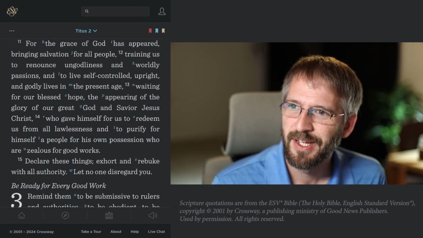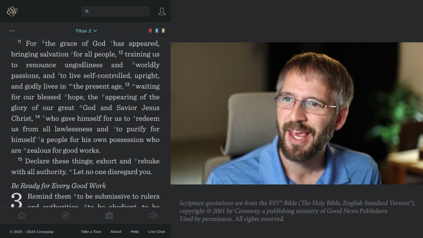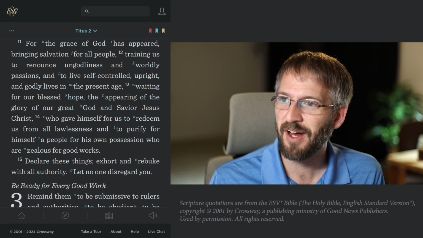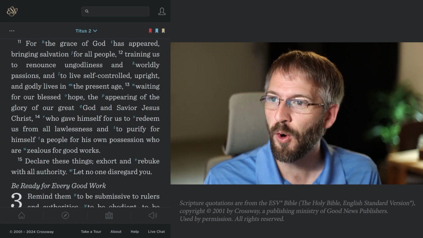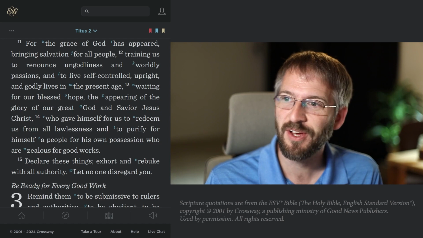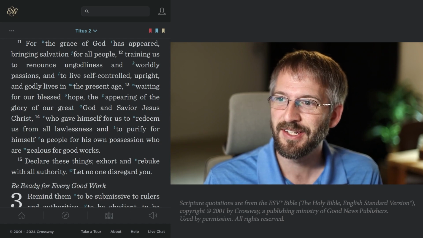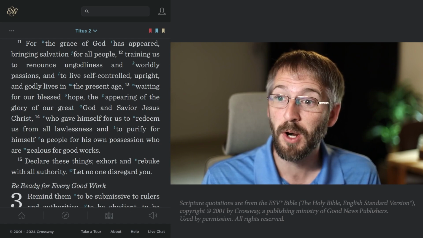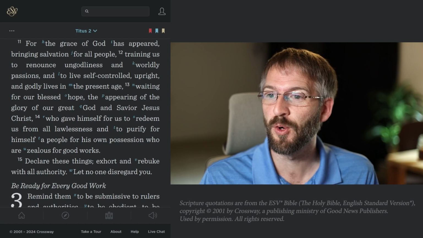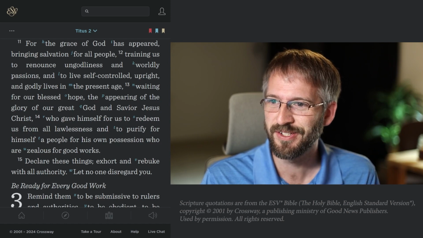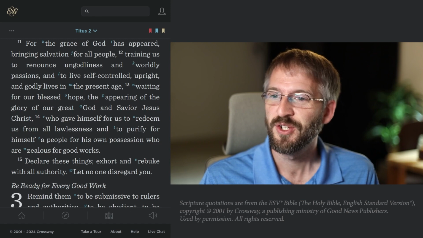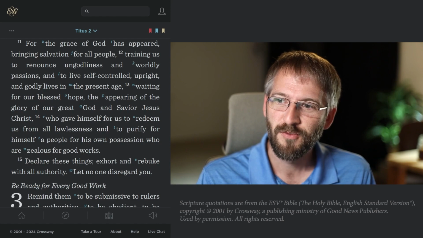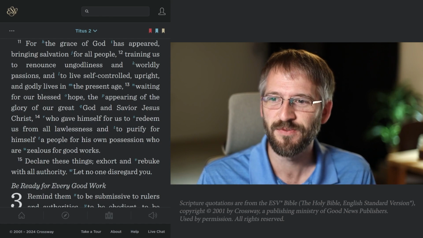So what we can see here is I'm in Titus 2, and I'm looking starting in verse 11. It says, "For the grace of God has appeared, bringing salvation for all people, training us to renounce ungodliness and worldly passions, and to live self-controlled, upright, and godly lives in the present age, waiting for our blessed hope, the appearing of the glory of our great God and Savior Jesus Christ, who gave himself for us to redeem us from all lawlessness and to purify for himself a people for his own possession who are zealous for good works."